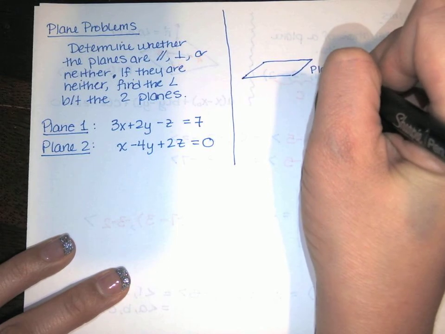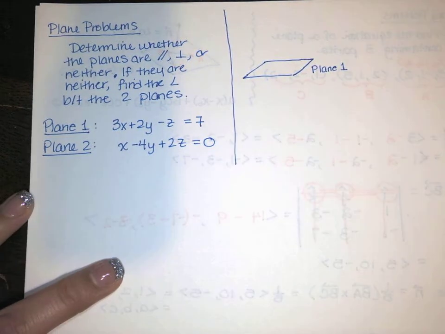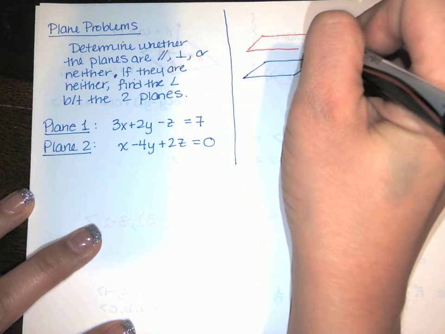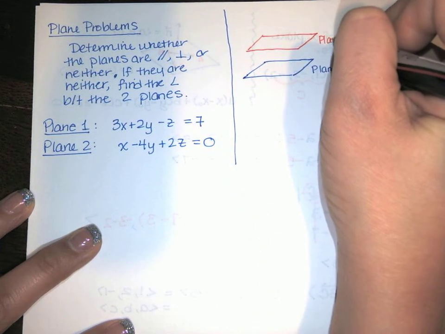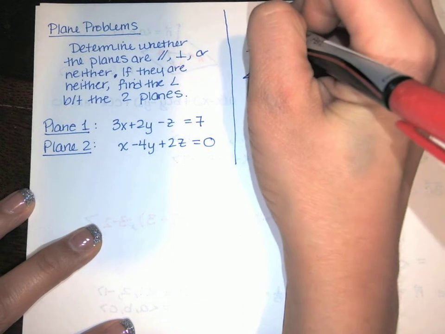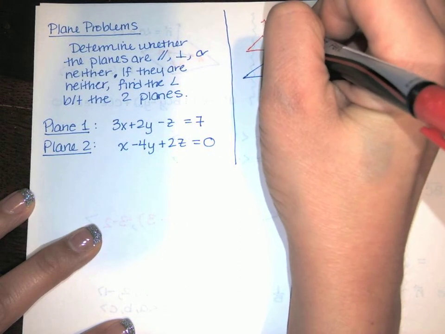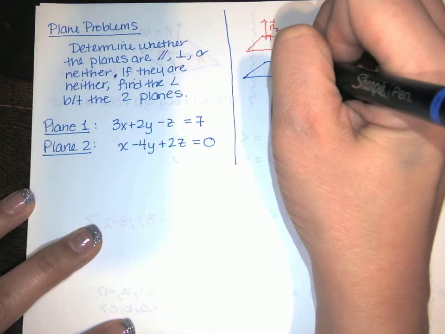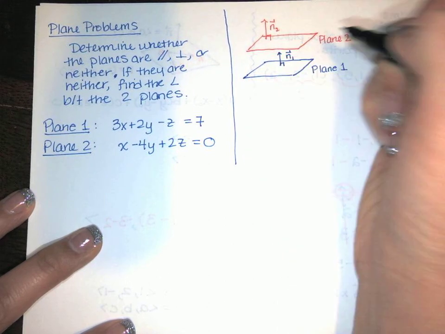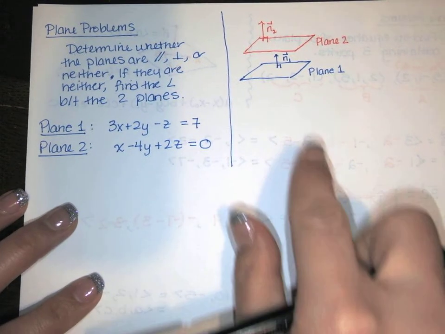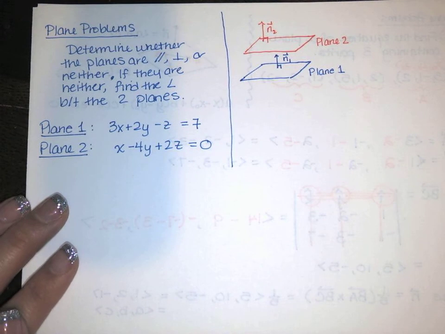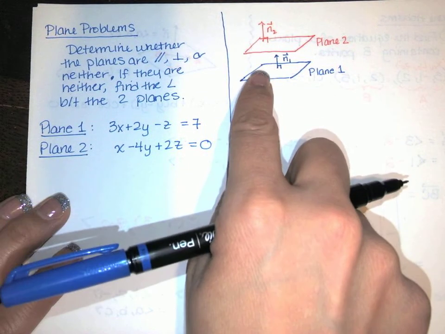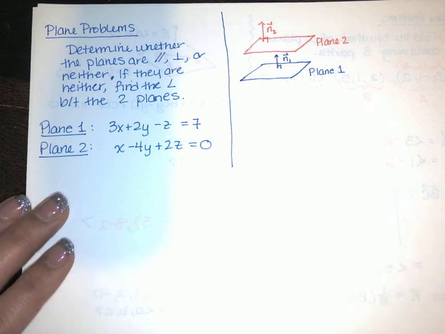So here's plane 1. Here's plane 2. Let's give plane 2 a normal vector. Let's give plane 1 a normal vector. Call it N1. If those two planes are parallel to each other, I think you can see just from the picture that their normal vectors are parallel to each other.